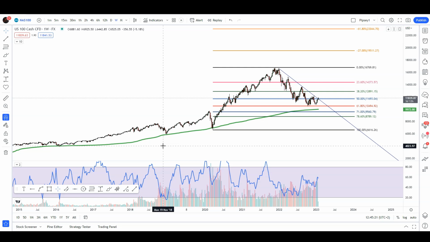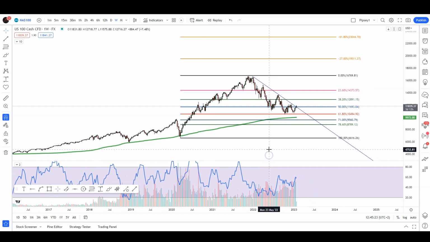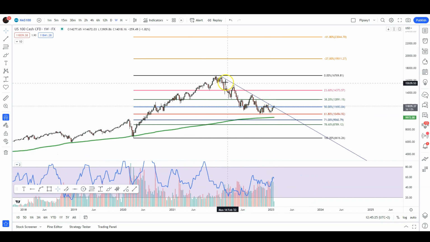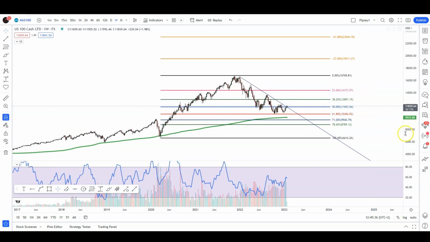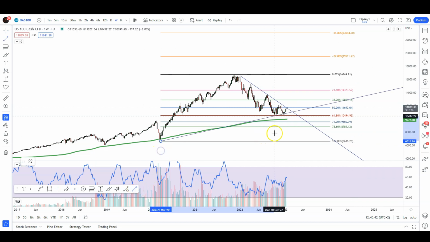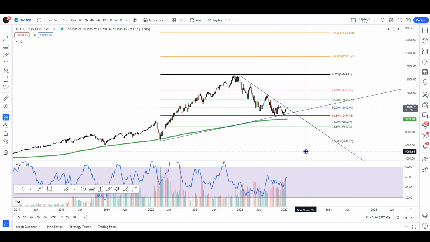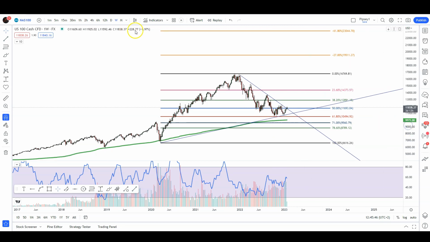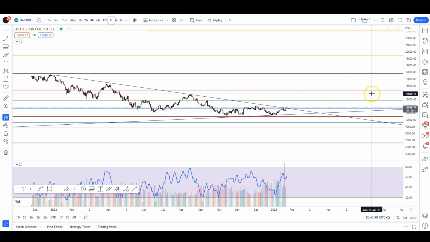So as we can see guys, we've broken out of the downtrend line. Now this is on the regular scaling, right? Not the logarithmic scaling. And we have several confluences now where we're at. Let me throw in this trend line here and go down to the daily.